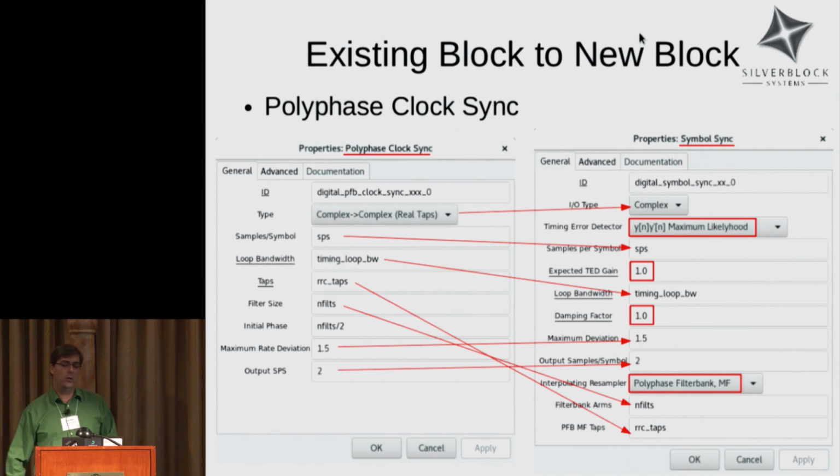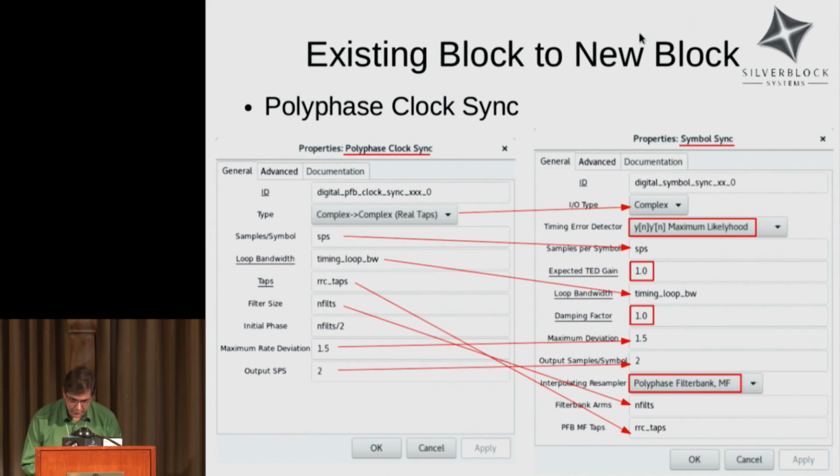Okay, so I have a few slides here on how to take existing parameters from existing blocks into the new blocks. This one is the polyphase clock sync, which I'll slow down a little bit on. Obviously, the input type should map rather simply. Complex input output, the I/O type is complex. The timing error detector used by the polyphase clock sync block is one I call the signal times slope maximum likelihood TED. And let's see, samples per symbol translates straight through, timing loop bandwidth straight through.